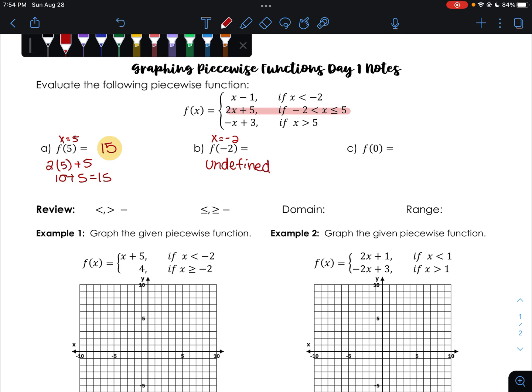Then we have f of 0. So what is the y value when x is 0? Well, that falls into that same highlighted one. So we would have 2 times 0 plus 5, which would be equal to 5.